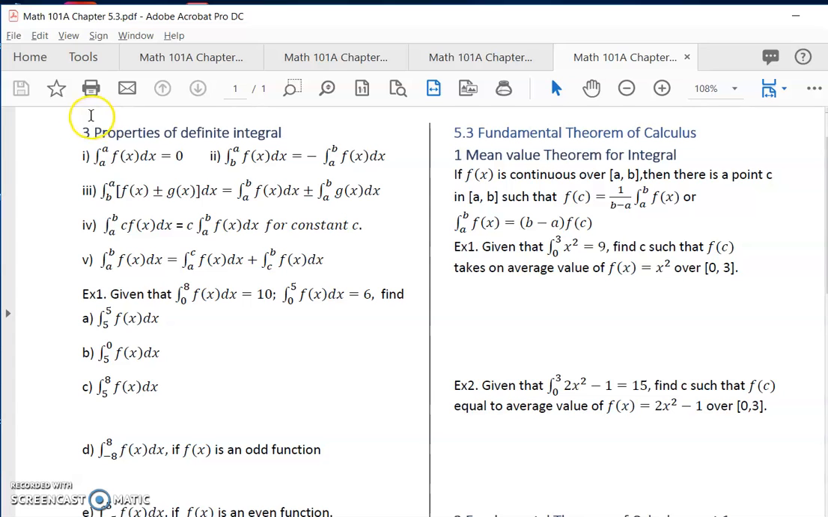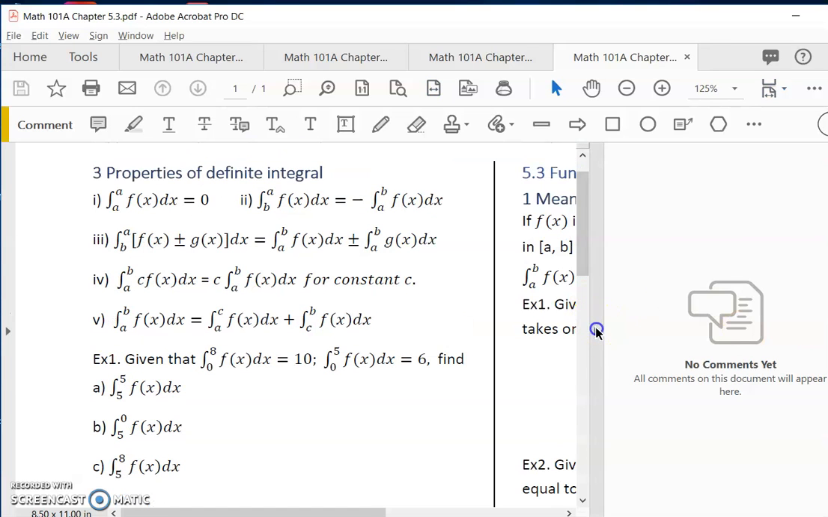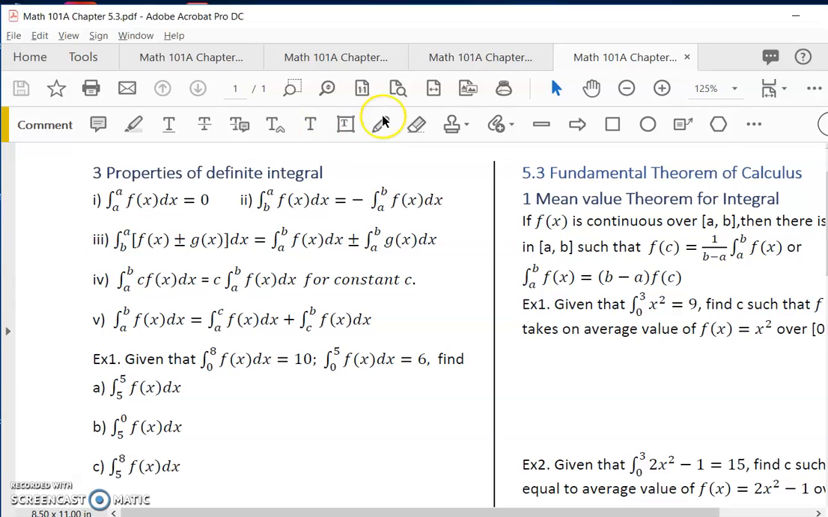So an obvious property would be if you go integral a to a, that means you don't have any area. The area is just from a to a, and if a and b are the same, then you don't have area, so it must be 0. No matter what function you have, it's 0.